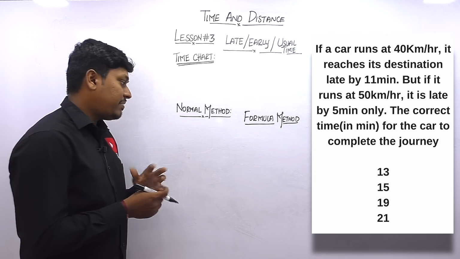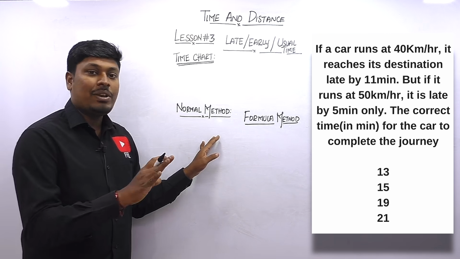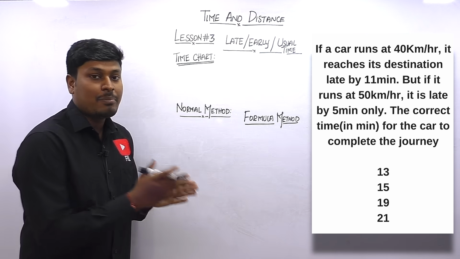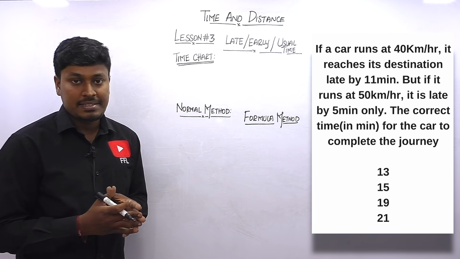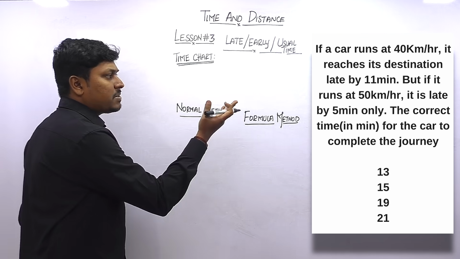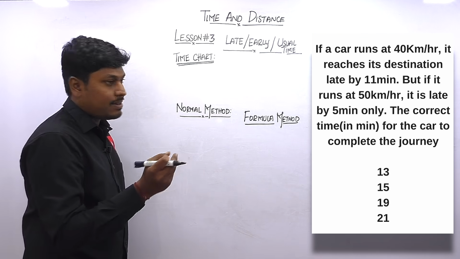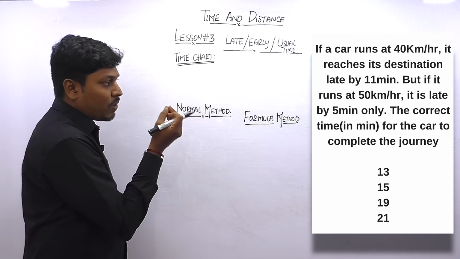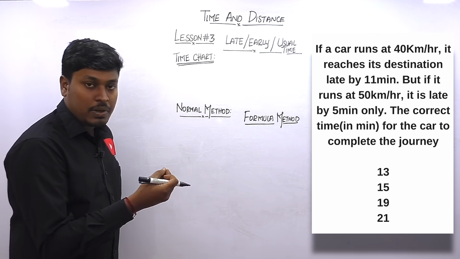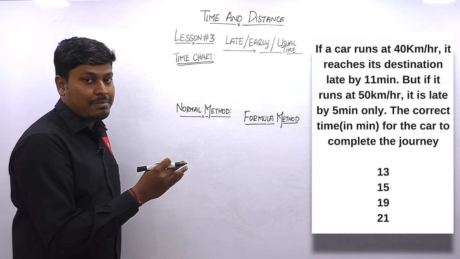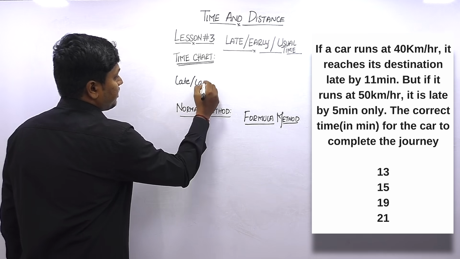Right? Interesting question. So if our target is to find the time, first we can find the distance from the starting point to the destination. If we find the distance, then finding the time is easy. So let me check whether this question is based on the concept of late and early or late and late. Listen here. First, the speed is 40 km per hour, he was 11 minutes late. And second, the speed is 50 km per hour, again he is 5 minutes late.